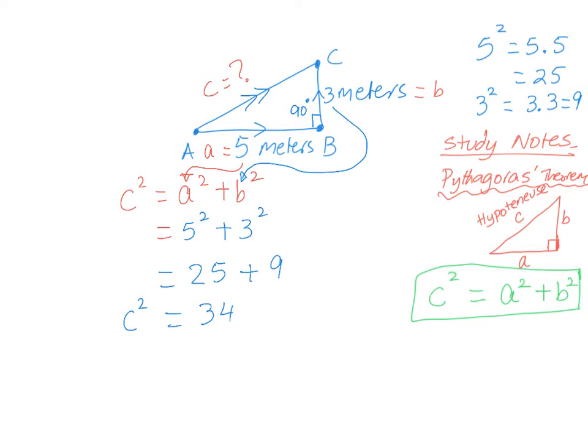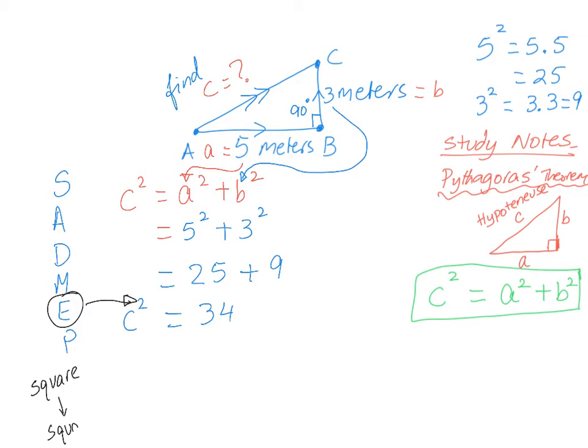When we add both the values, again, we can solve all of this on a calculator. So we get C squared is 34, but our question is find C, not C squared. So let's use SADMAP. We see an exponent. What's the opposite of the square? The opposite of square is square root. So let's take the square root on both sides.